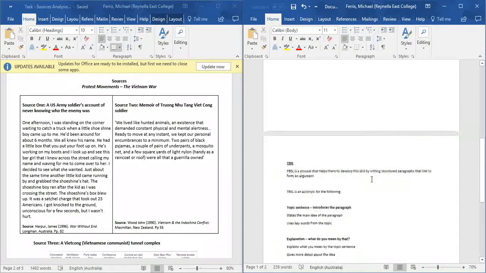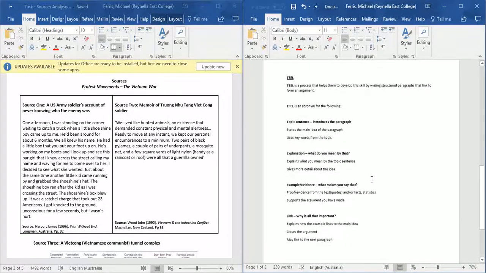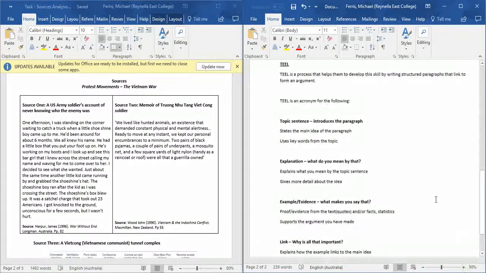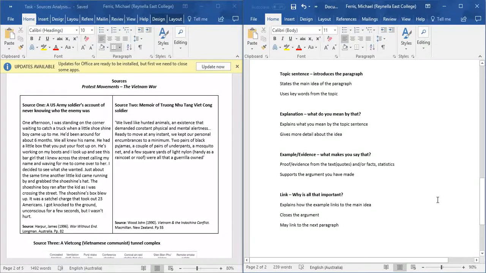Now, one last thing that I would like you to do in each paragraph is to use something known as the TEAL structure. You might be aware of this one through English or through essay writing in other subjects. Essentially, for every paragraph, I want you to write in a really structured manner. TEAL is an acronym. Here, the T stands for topic sentence, so you're going to introduce the paragraph.